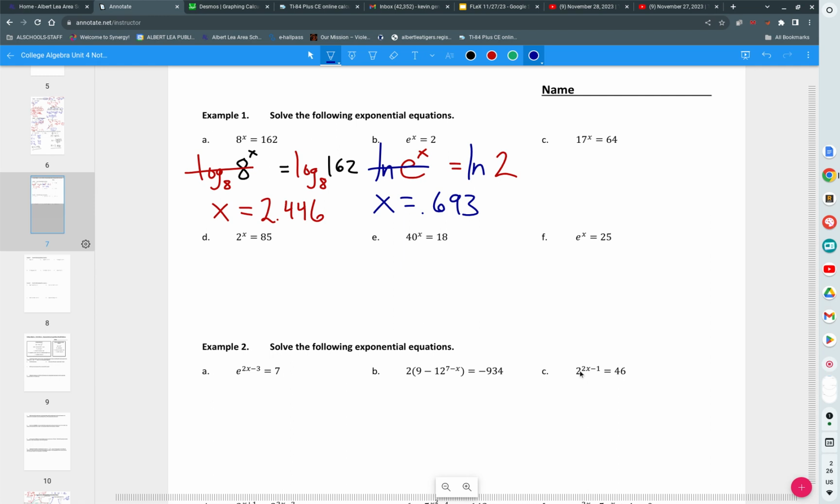I want you to do letters C, E, and F on your own. Don't worry about D. Do letters C, E, and F on your own, and check with the person next to you to see if you're getting the same thing.